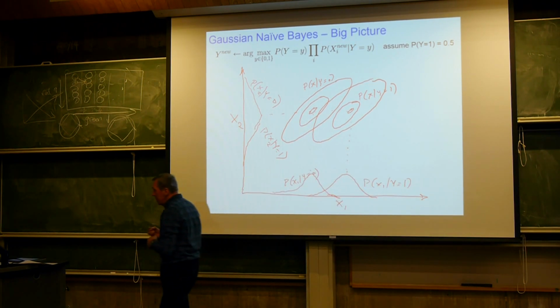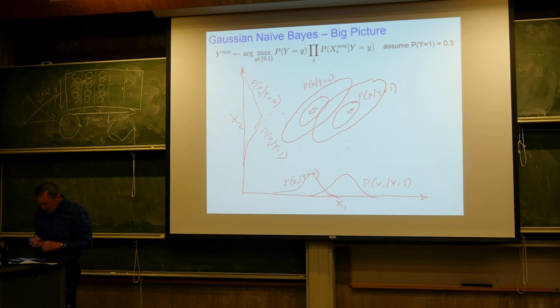Right, it's a vertical line. Where should I draw that vertical line? Well, it's just at this point where, when we evaluate things here, we're going to take the product over x1 and x2 of p of x sub i given y. x2 will be the same in both cases. And so the only one that will be different is x1. So the linear decision surface for Gaussian naive Bayes is this.